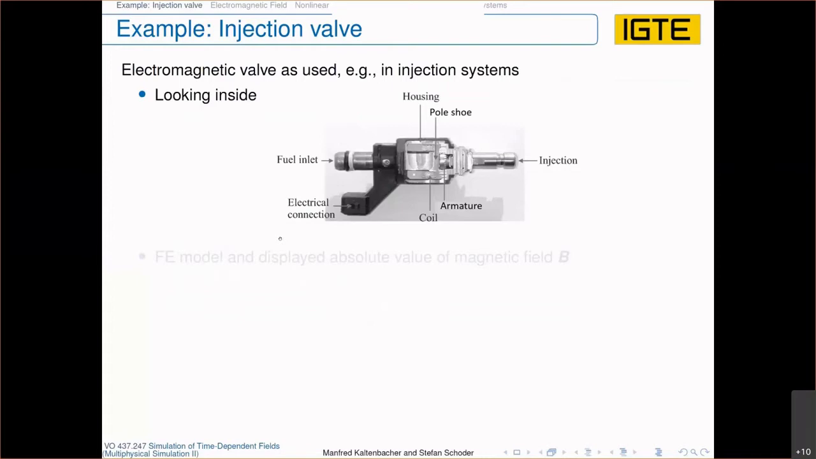So here you have a view of an electromagnetic valve used in injection systems for motors in cars. So in this sense, this is the main part where the fuel comes in and then is injected into the cylinder.